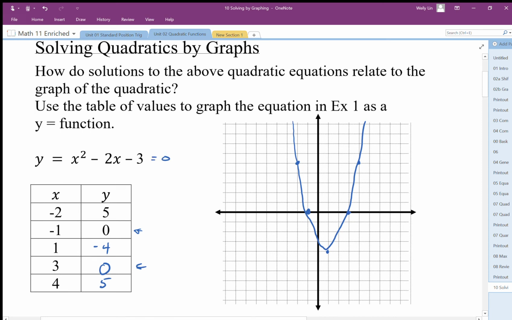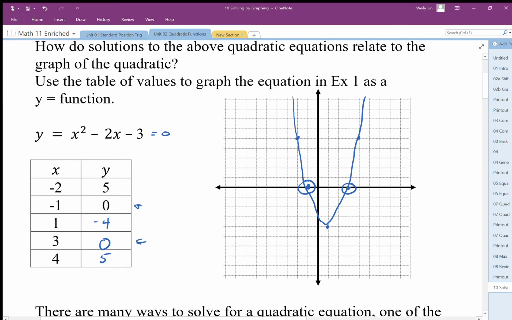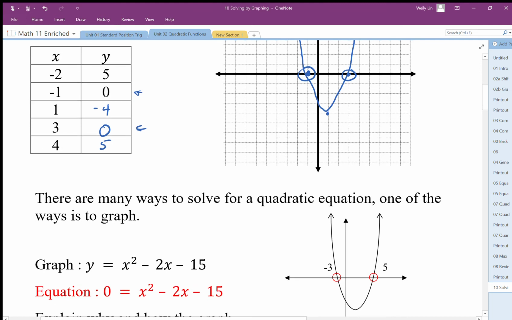Okay, and so how is the graph of this related to a solution to this equal to 0? Well, where it's equal to 0 is going to be at these two points, at -1 and 3, which means then that the solutions are equal to -1 and 3. And basically what we can say is that the solutions to a quadratic equation equal to 0 are going to be found where the graph of the same quadratic crosses the x-axis. So this is how they're related.